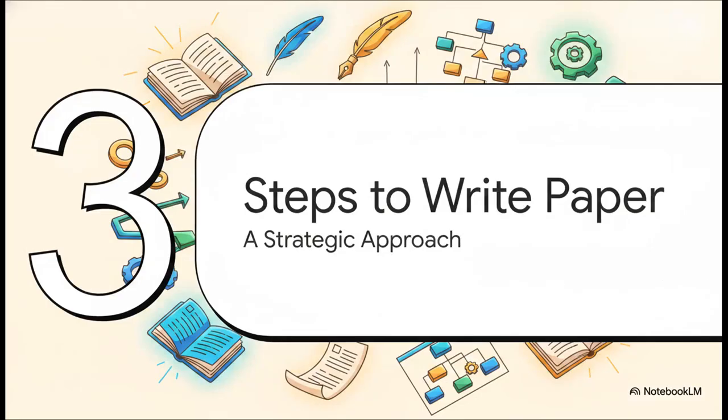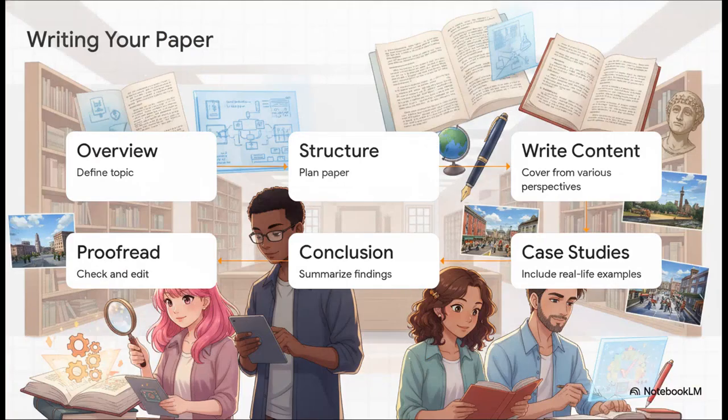Which brings us to Section 3, steps to write your paper, a strategic approach. If you're feeling the pressure, you absolutely need a methodical system. The source outlines the 6-step strategic formula. Step 1, get an overview of the topic. Step 2, strictly structure your paper so you can write faster. Step 3, write the major content. Step 4, include case studies.